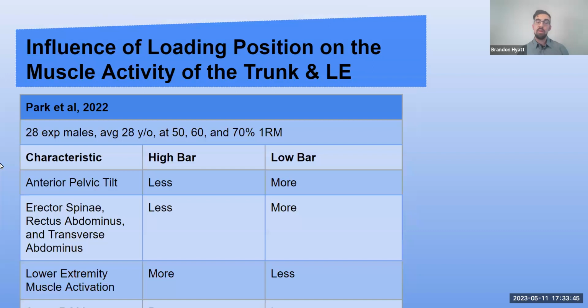All right, the influence of loading position on the muscle activity of the trunk and lower extremity by Park et al. 2022. And they found that compared with low bar, high bar exercises are performed with a more upright torso. All right, yeah, so we knew that. We heard about that already. And that the moment arms of the knee and ankle joints are relatively larger. One of the most interesting things about the study to me is the anterior pelvic tilt findings. I thought that was really cool that they tested for that because I didn't see that in any of the other dozens of articles that I scoured when I was creating this presentation.